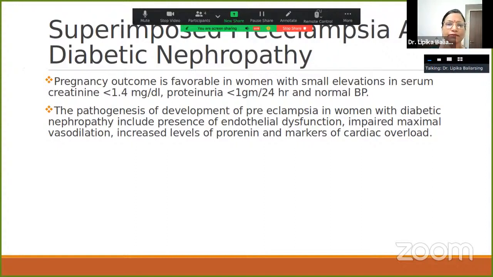The pathogenesis of development of preeclampsia in women with diabetic nephropathy involves conditions like presence of endothelial dysfunction, impaired maximal vasodilation, and increased levels of prorenin, and markers of cardiac overload like ANP, BNP are also seen more in these patients. So they go downhill or they worsen very fast.